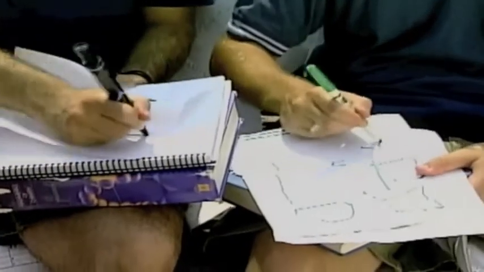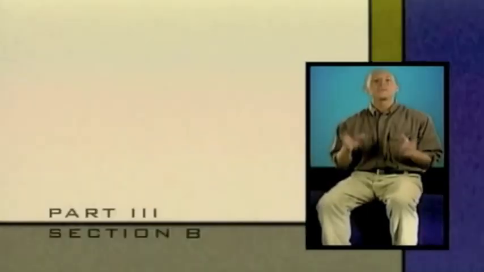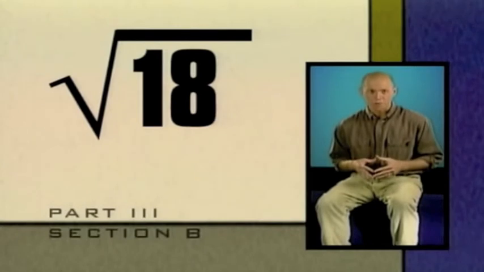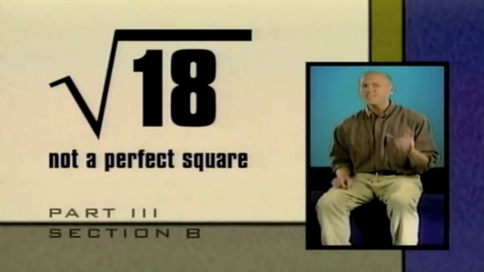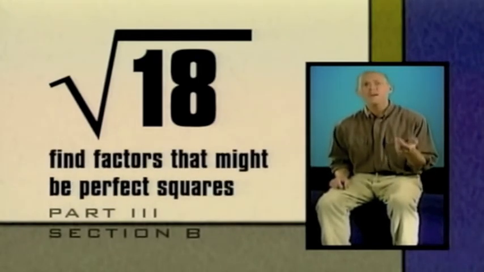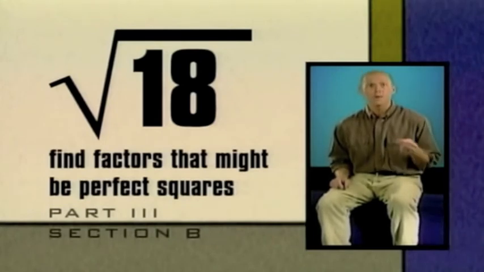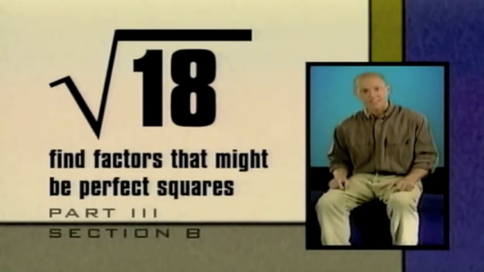But in this imperfect world, it's also possible to have squares that aren't perfect. Take the square root of 18, for example. 18 is not a perfect square because no integer times itself equals 18. So let's try something a little tricky here. We're going to break this thing down to try and find some factors of 18 that might actually be perfect squares. Our first step in this process is to think of some factors of 18.